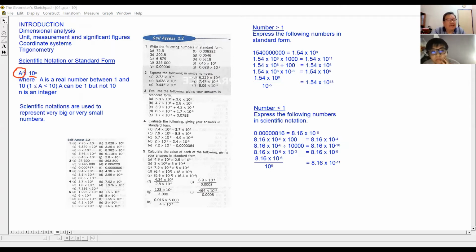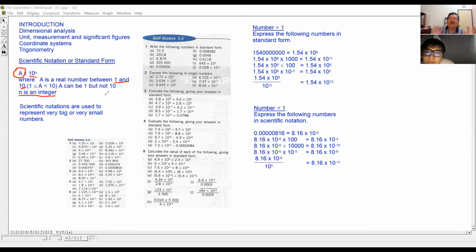Now this number in front, which we call A, the condition is this number must be between 1 and 10, inclusive of 1 but not inclusive of 10. I'll show you what we mean by this later. Then the number n is an integer. So this is how we are going to write scientific notation.